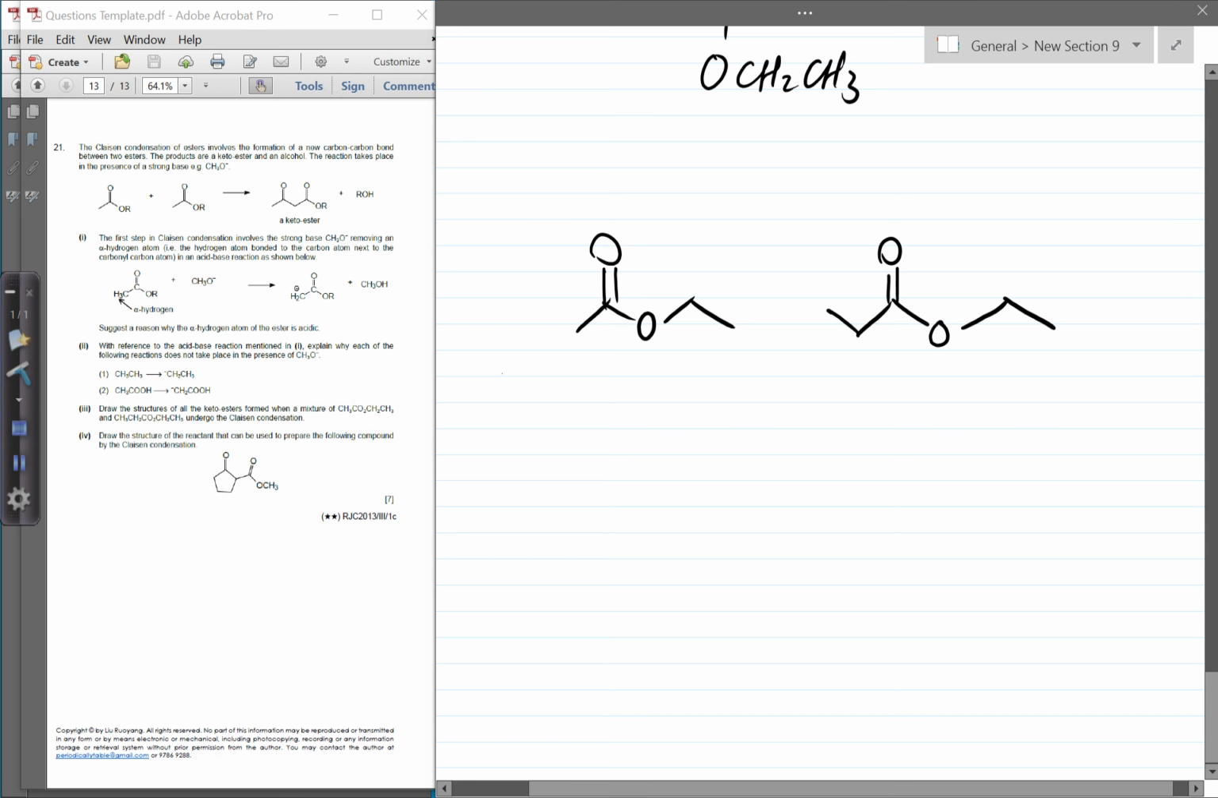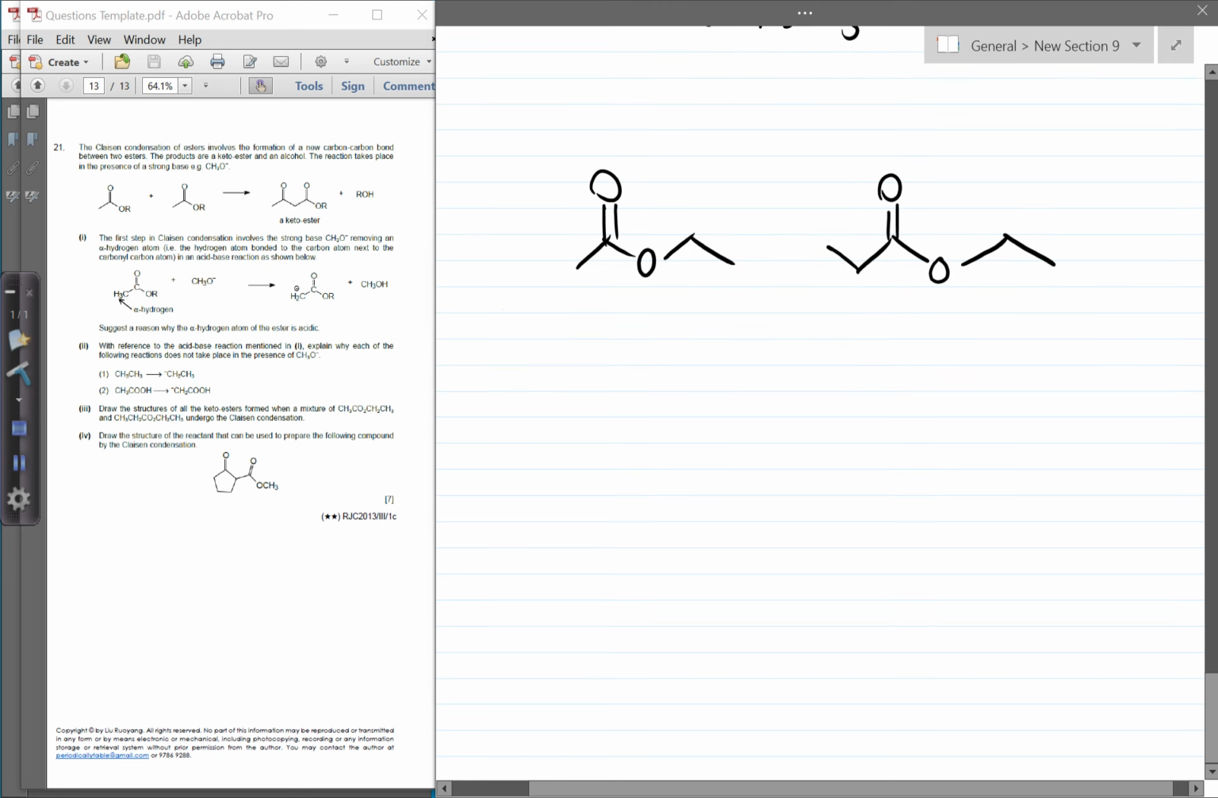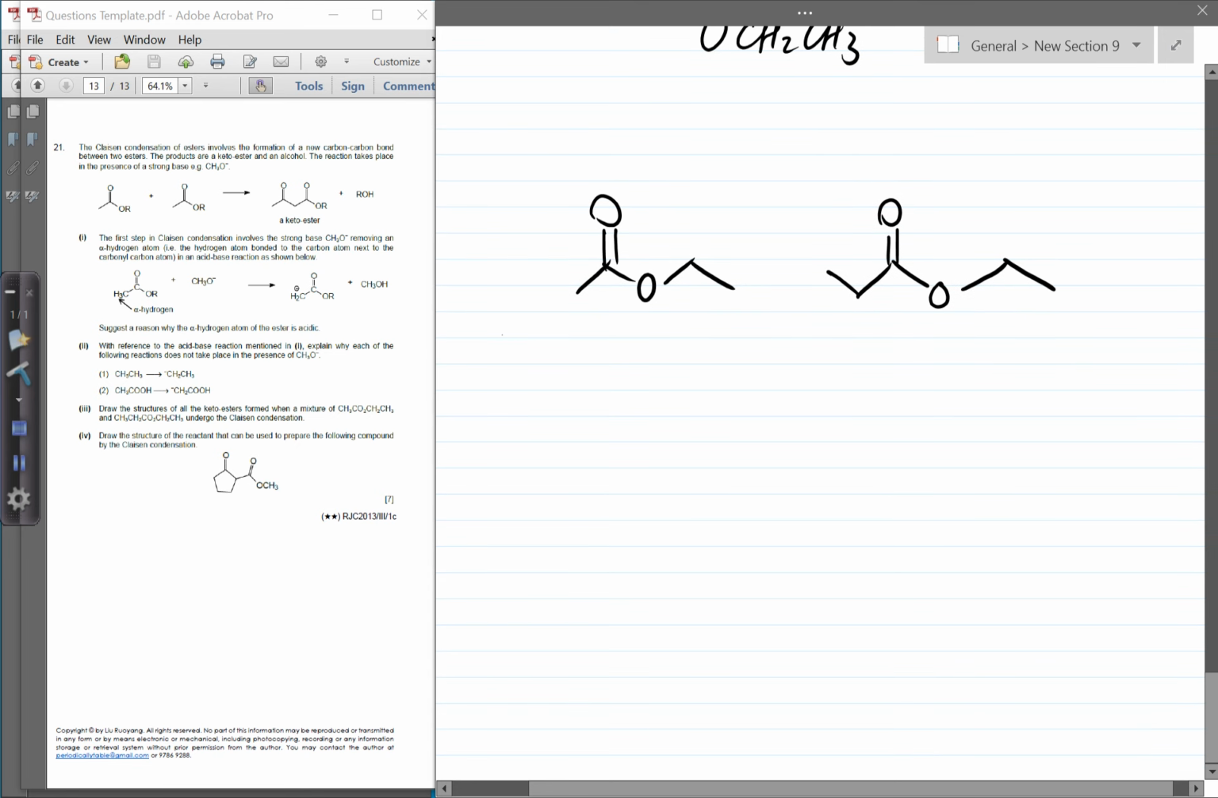Theoretically, this alpha carbon reacting with this ester, there's 1. This alpha carbon reacting with this, there's 2. Right? These 2 are different. This reacting with itself, this reacting with itself. Right? So you have 4. So please take note, if you draw 1 less, then marks will be gone. A lot of people just draw 2 without realizing the fact that you have 4.